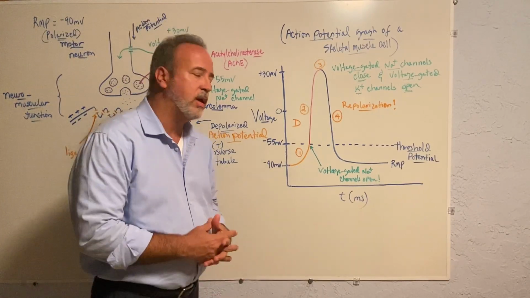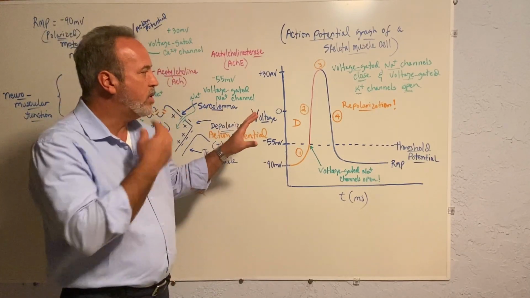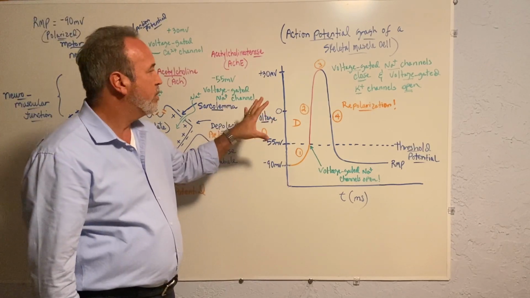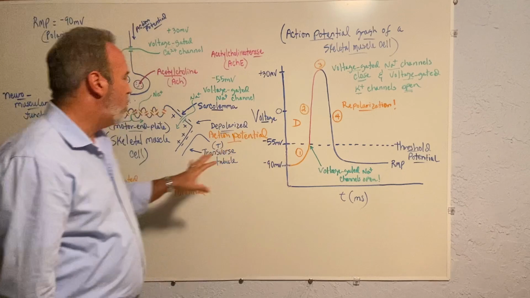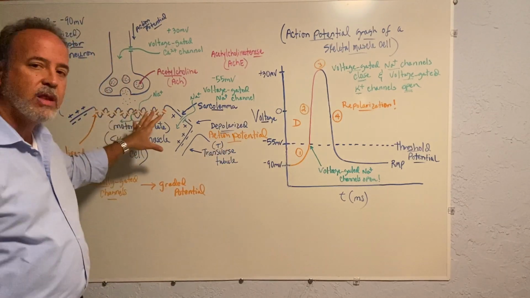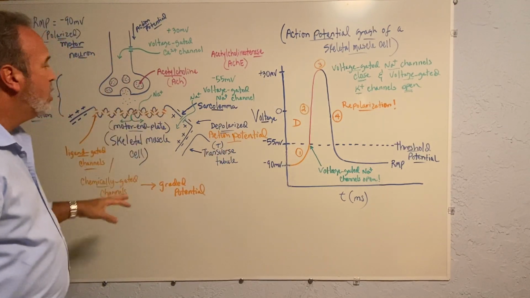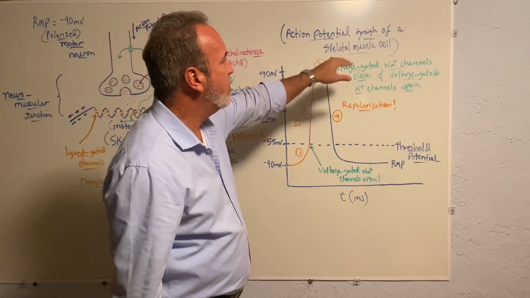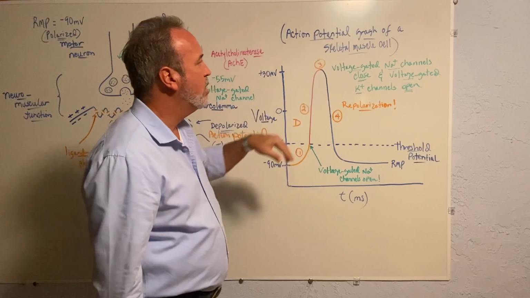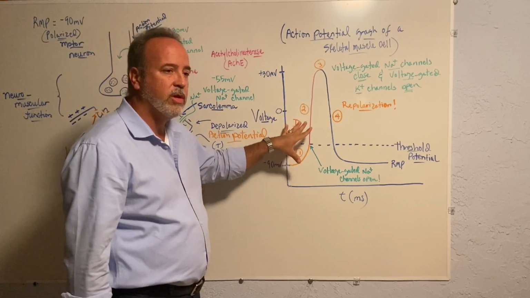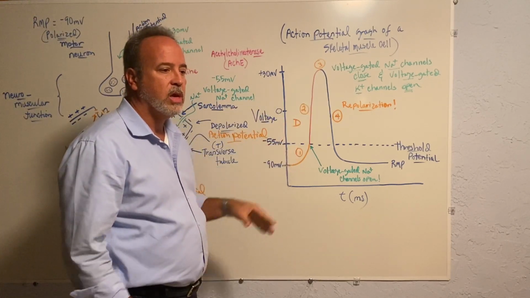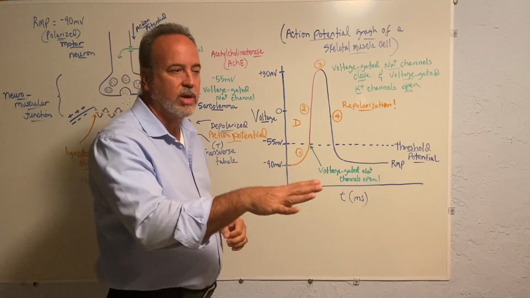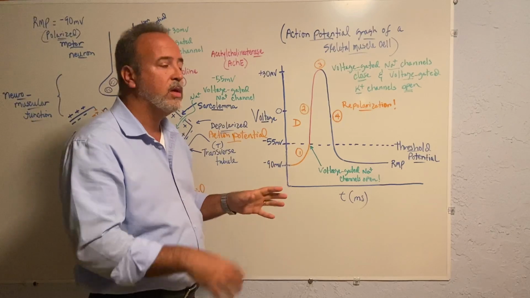Okay, everyone. Now I'm gonna go over how you can graphically represent all the events that I explained previously. So basically, we have what is known as an action potential graph of a skeletal muscle cell. This one is kind of similar to the one that you see in your textbook. The one that you have in your textbook is of a nerve cell.